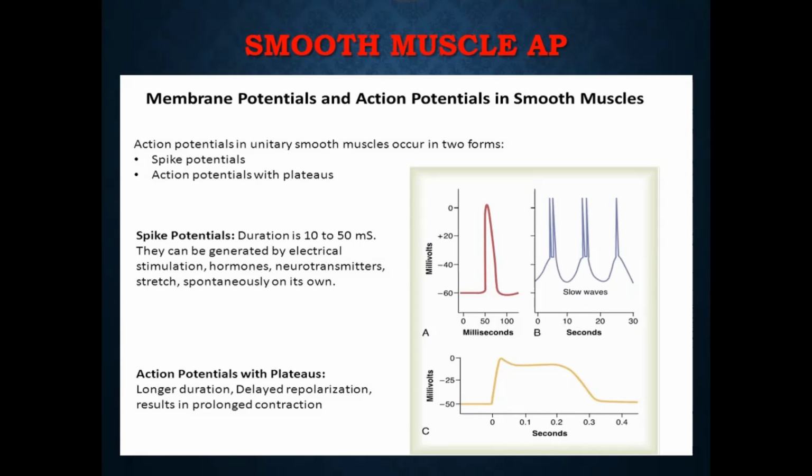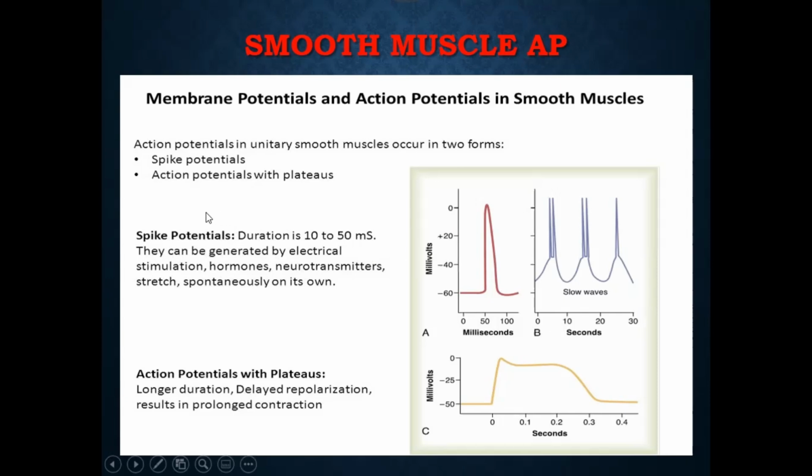So that is the difference between smooth muscles and skeletal muscle. Skeletal muscle contraction cannot go that long. You will get exhausted because it's ATP dependent. Smooth muscles are not like that. The smooth muscle spike potential can be generated by electrical stimulation, hormones, neurotransmitters, stretch, or spontaneously on its own. So this is all you have to know about smooth muscle action potential.